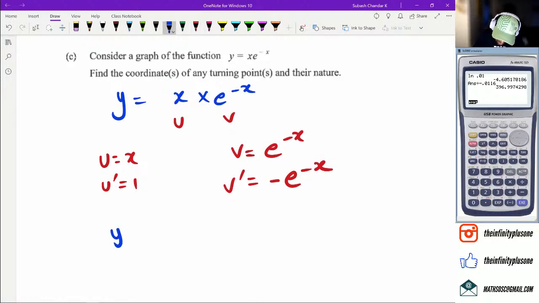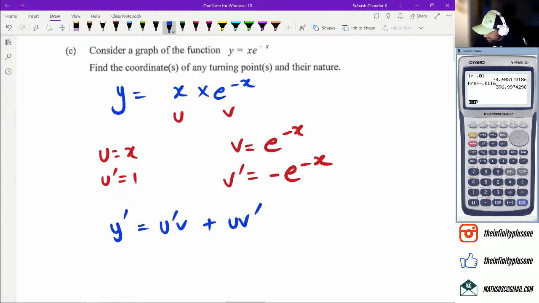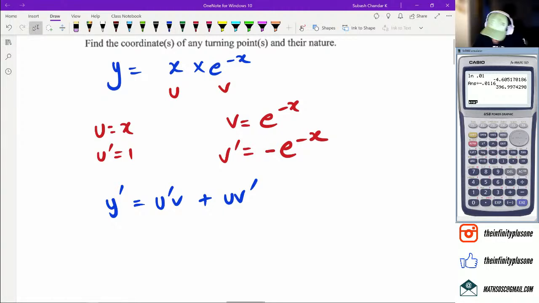So we're going to differentiate this. So y dash equals u dash v plus uv dash. So we're going to get 1 times e to the power of negative x plus x times negative e to the power of negative x.